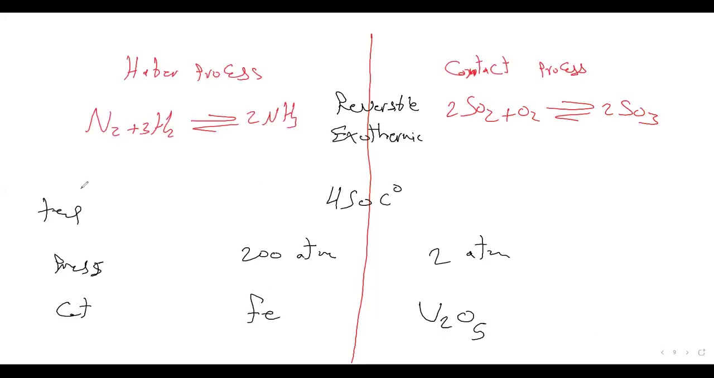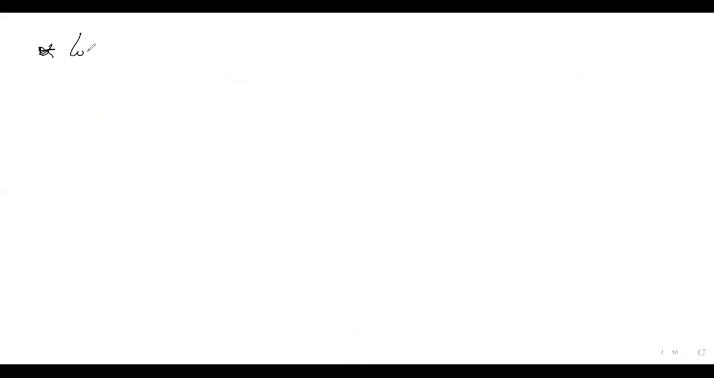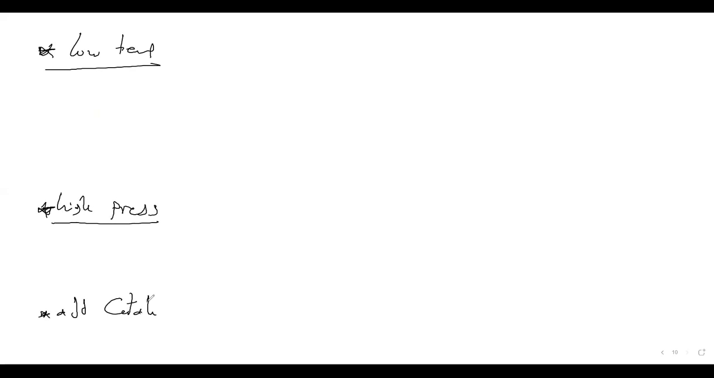For the conditions, we are using low temperature, high pressure, and we are adding catalysts. Explain why. Why we are using low temperature, why we are using high pressure, why we are adding catalysts? Because it's exothermic, we need more yield.